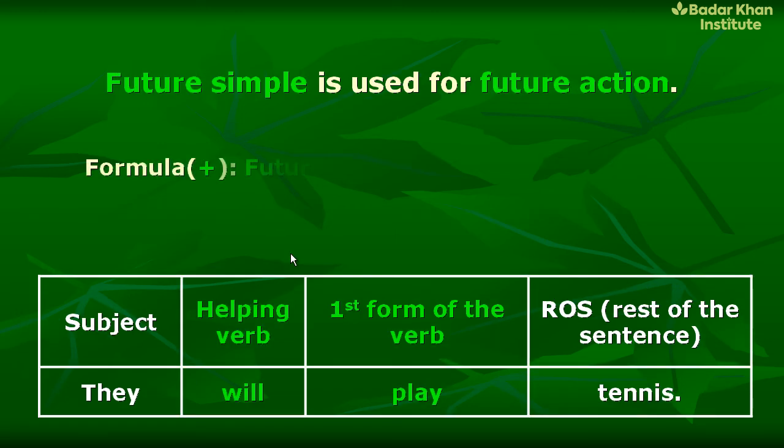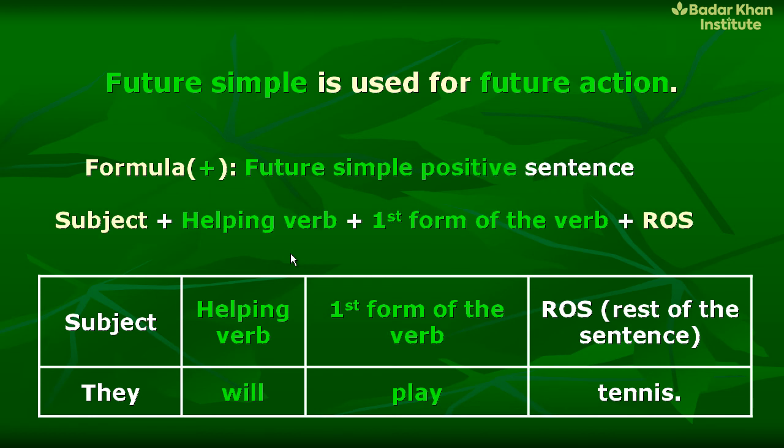Future simple is used for future action. What is the formula? Subject plus helping verb plus first form of the verb plus rest of the sentence. Example, they will play tennis. In this sentence, they is subject, will is helping verb, play is first form of the verb, tennis is rest of the sentence.